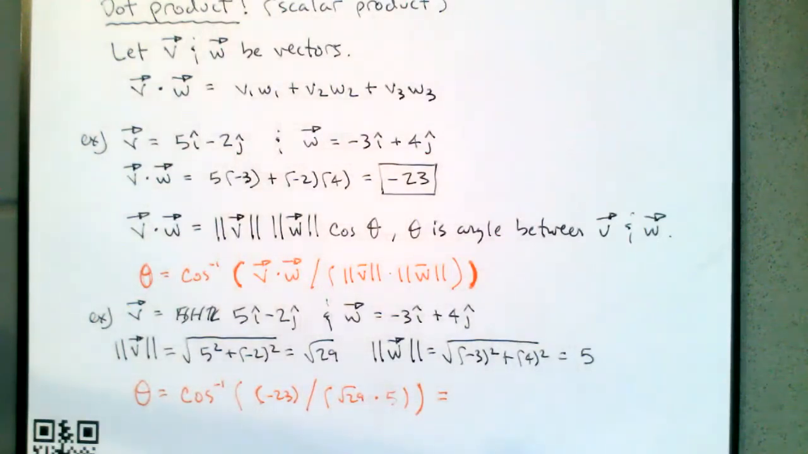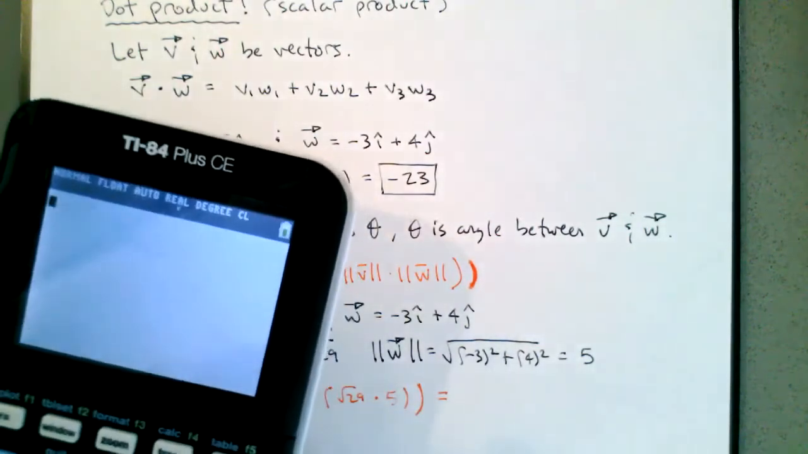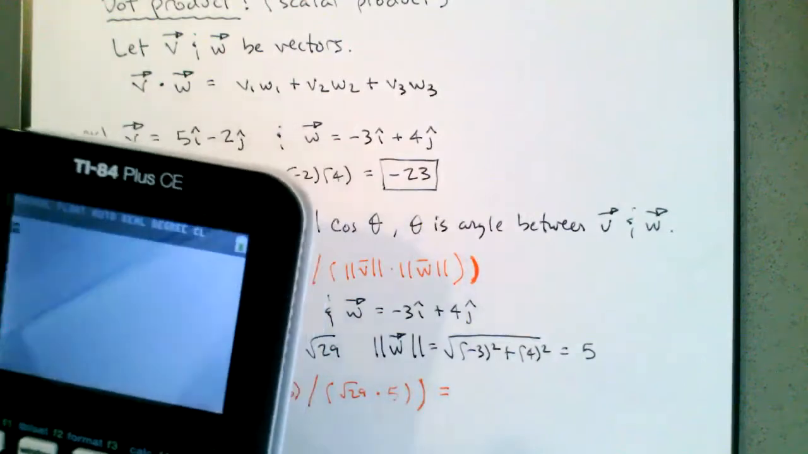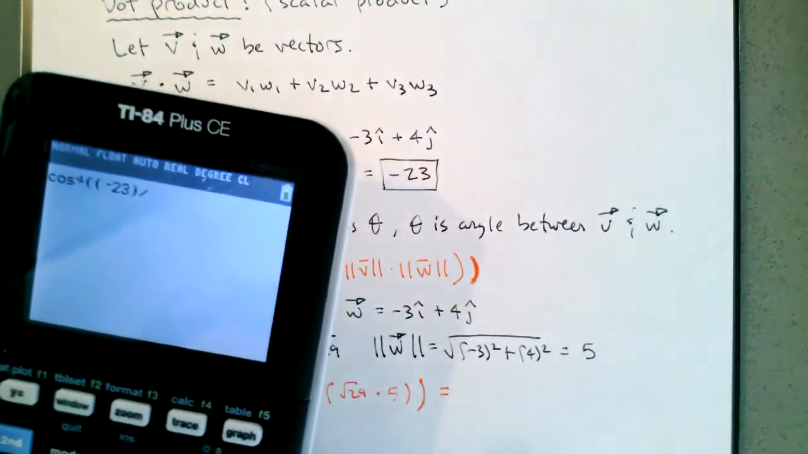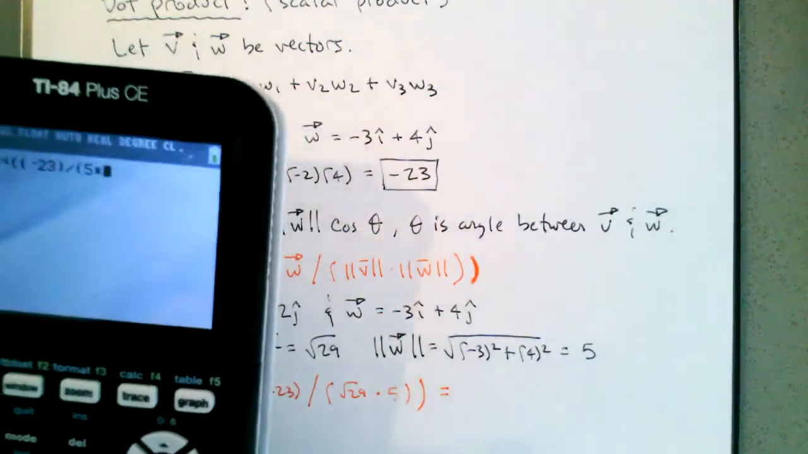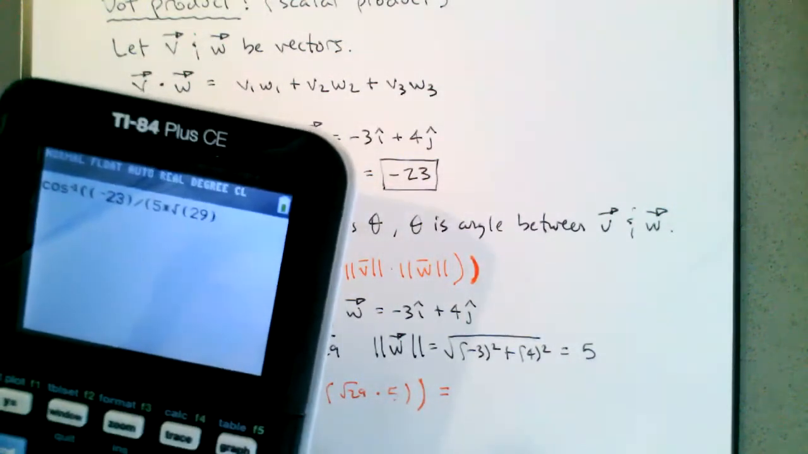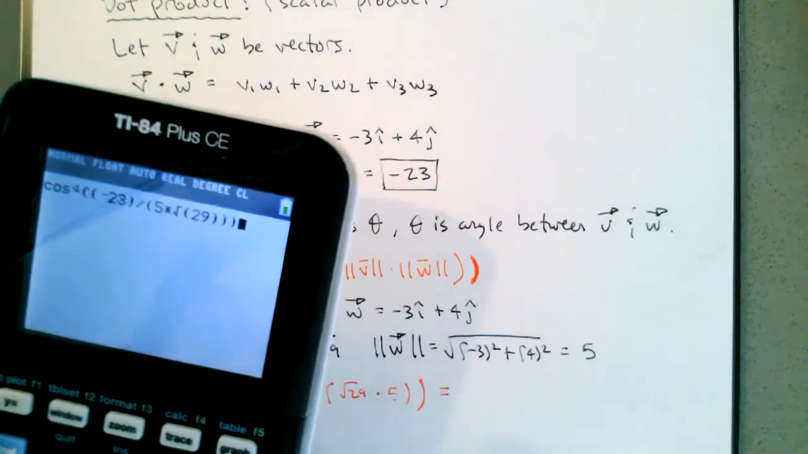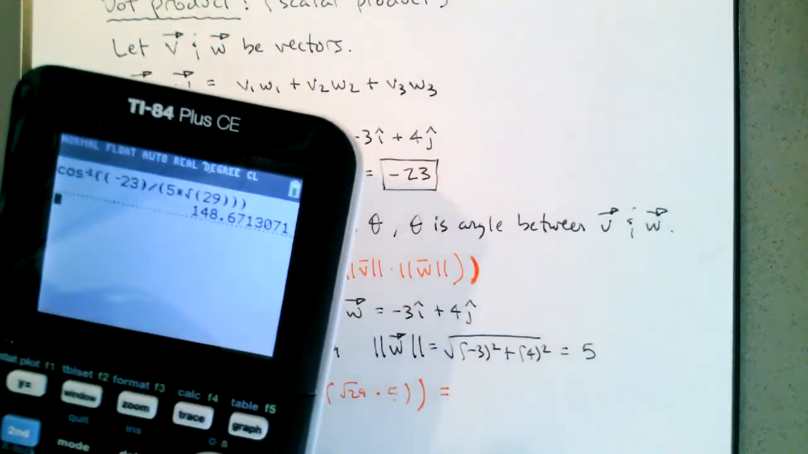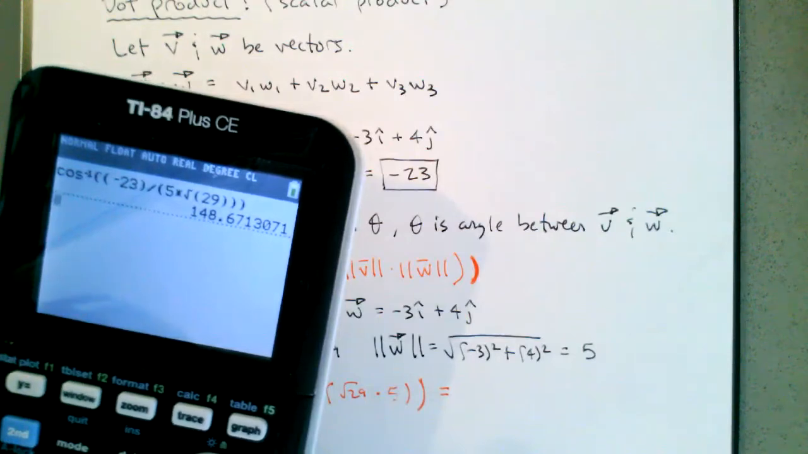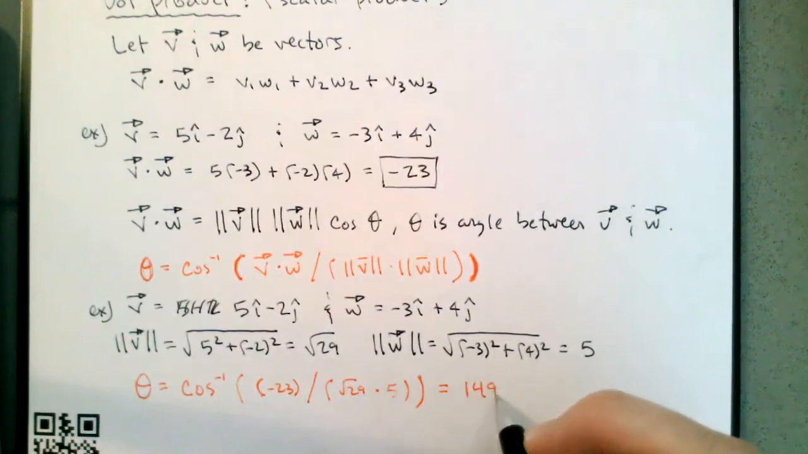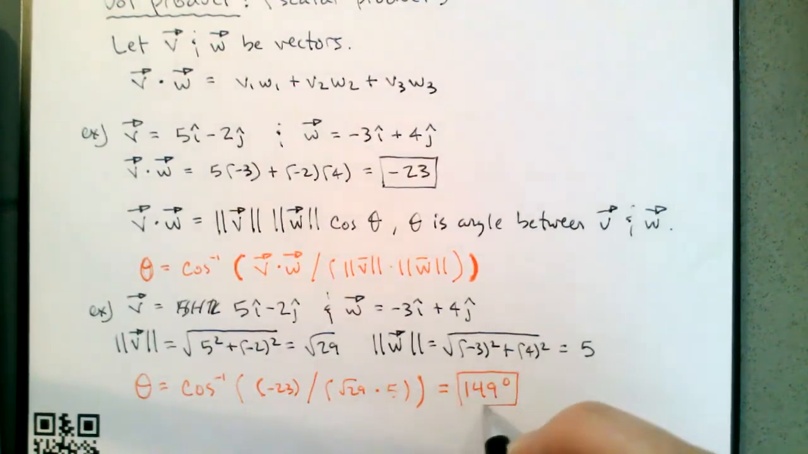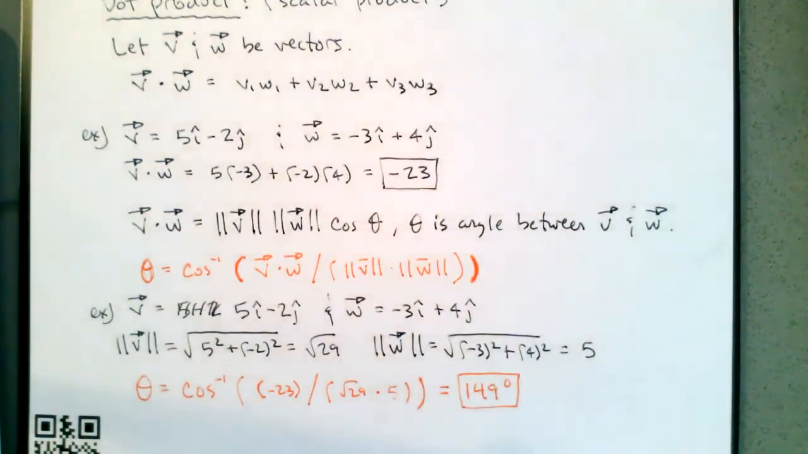And I'll type it in nice single line syntax because that's what we're going to be punching into our calculating machine. So cosine inverse of negative 23 divided by the product of 5 times the square root of 29. Close the square roots, close the denominator, close the cosine inverse. 148.51, let's call it 149. Any questions?